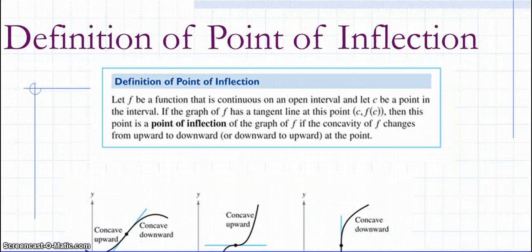Point of inflection. So the definition is let f be a function that is continuous on an open interval and let c be a point in the interval. If the graph of f has a tangent line at this point, c, f of c, then this point is a point of inflection of the graph of f if the concavity of f changes from upward to downward or downward to upward at that point.